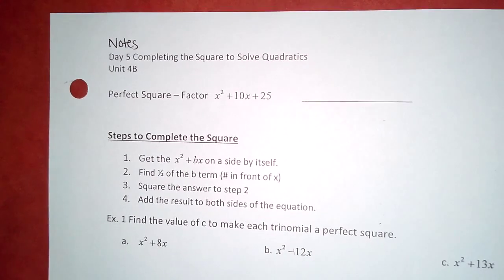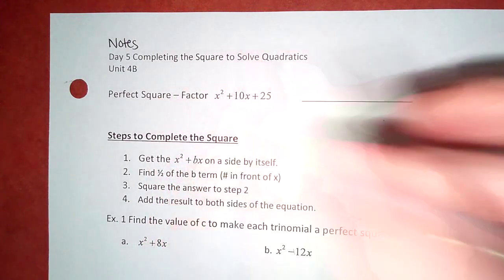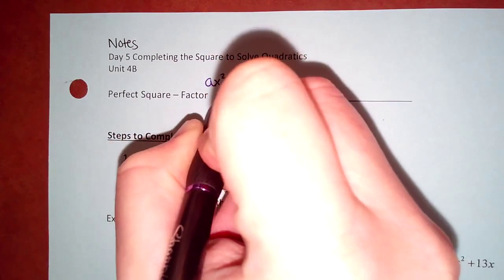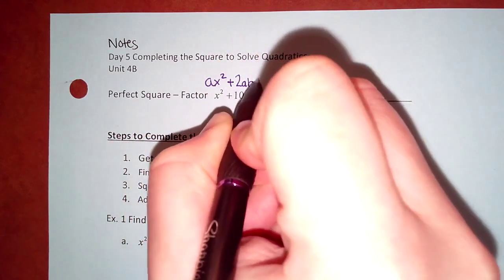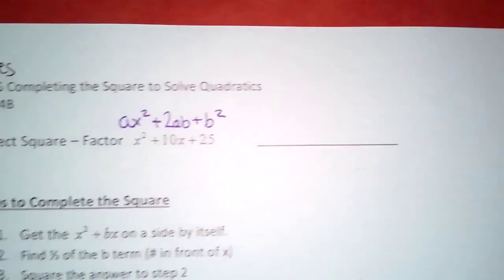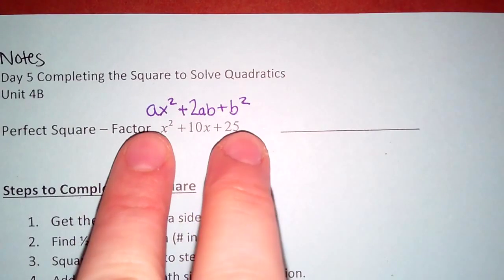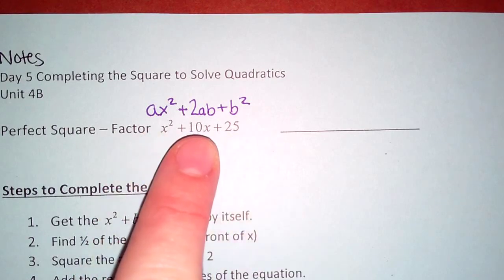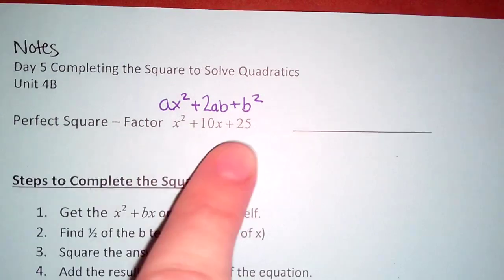Perfect square trinomials are in the format of ax squared plus 2ab plus b squared. So the first and last terms are perfect squares. The middle term is 2 times the square root of the first and the square root of the last.